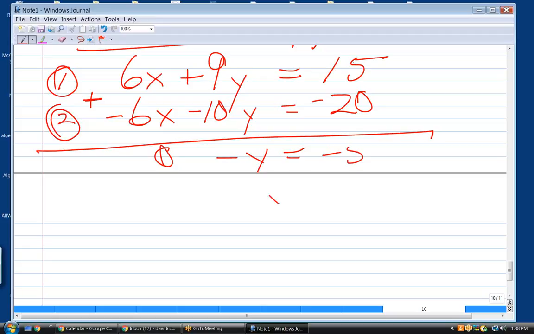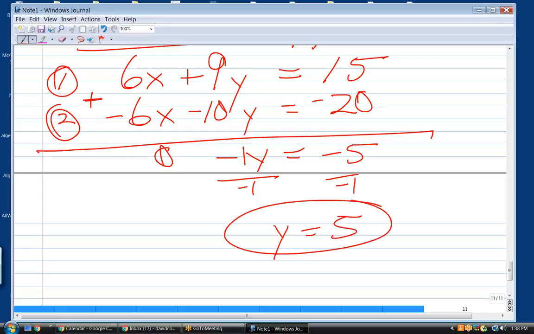So what's y equal to? Minus y is equal to minus 5. How do I isolate y? Divide by minus 1. In other words, this minus y is the same as minus 1y. So I'm really going to divide by minus 1, both sides of the equation, and I end up getting y equals plus 5.